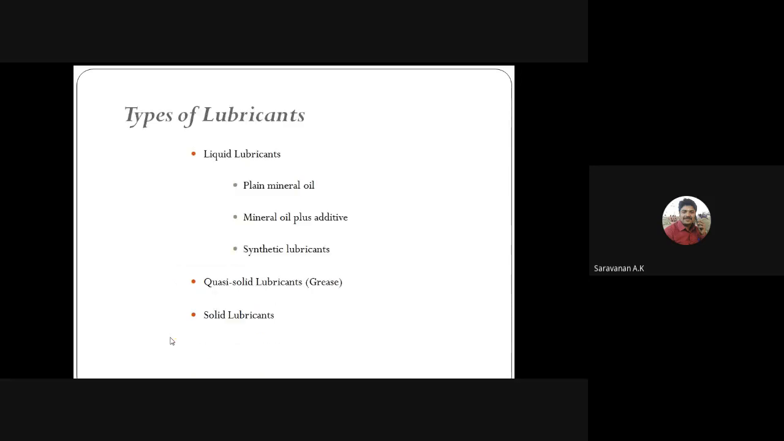Then we have seen the types of lubricants. Generally we have three types: liquid lubricants, quasi solid lubricants, and solid lubricants. The liquid lubricants we obtain from the refinery process of crude oil. We can get different types of products from the crude oil by the refinery process, and the lubricant is one of those products. The crude oil is a natural one.